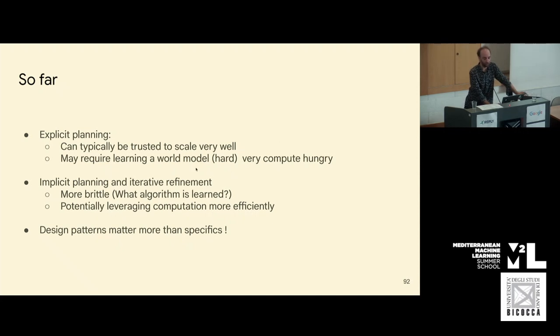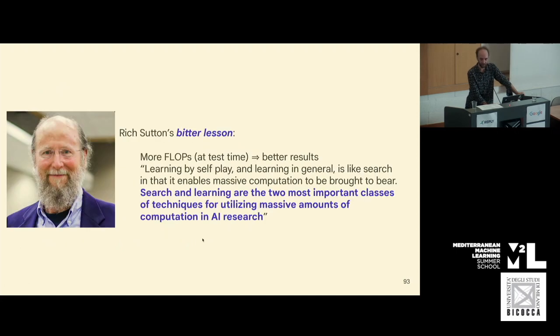It may require learning a world model, which is hard, and it's quite compute hungry. The implicit planning and iterative refinement is more brittle, because then the RNN learns some kind of algorithm. There is no guarantee whatsoever what happens when I unroll that RNN. It's potentially leveraging computation more efficiently. And the high-level vision for me is that the design patterns matter more than the specifics.